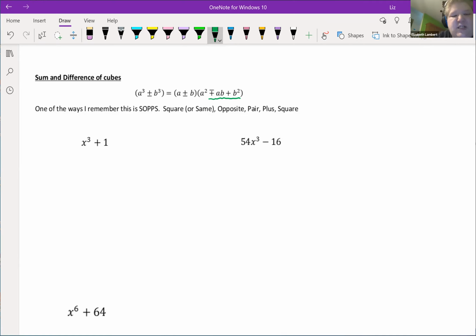Like this x cubed plus 1, we're going to see x plus 1 is the first one. Then we have the squared term, the opposite, the pair, and notice there's no 2 here. The 2 was in the perfect square trinomial earlier. Here there is no 2, it's just the pair. Always a plus here because it is b squared. So whatever b is squared should be positive.